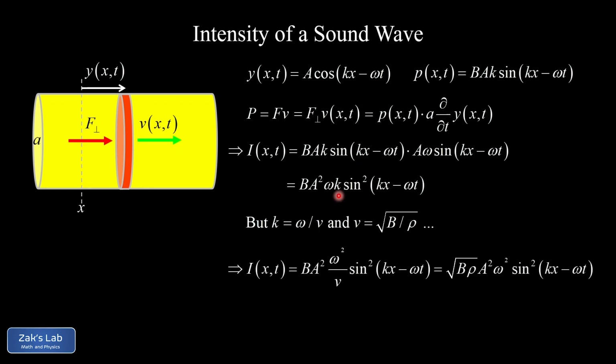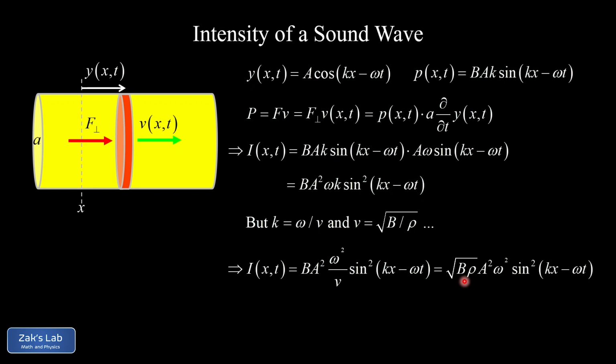So when I replace this k with omega over v, I arrive at this expression. B times A squared, omega squared over v sine squared kx minus omega t. But then I replace the v with the square root of bulk modulus over density. So that's going to put a square root of bulk modulus in the denominator, which then leaves only a square root of bulk modulus in the numerator. And dividing by that v is also equivalent to multiplying by a square root of the density. The net result there is that out in front, we have a square root of bulk modulus times density. The A squared is still hanging around, and the omega squared is still hanging around. And that's all multiplying sine squared kx minus omega t.